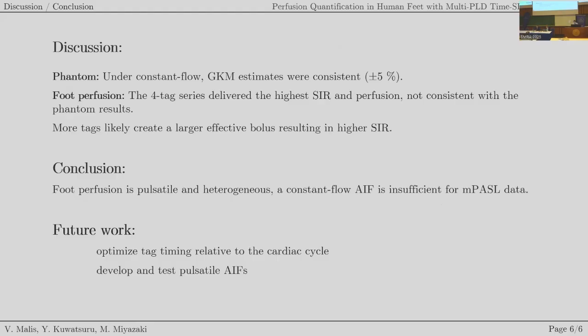And our hypothesis is that the foot perfusion is pulsatile and heterogeneous, and a constant flow arterial input function is insufficient for this data. So in future work, we'll try to optimize tag timing relative to the cardiac cycle, and also look into the development and testing of a pulsatile arterial input function.